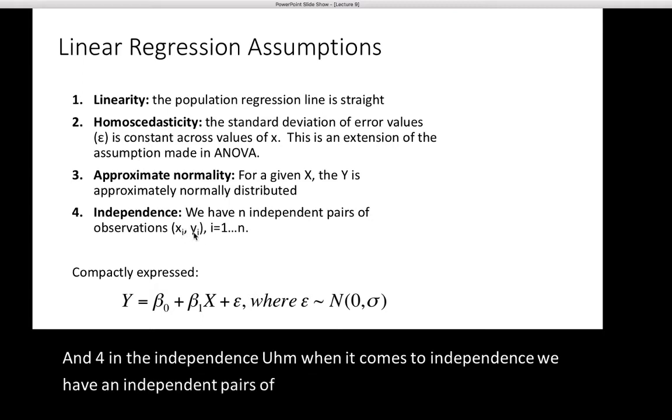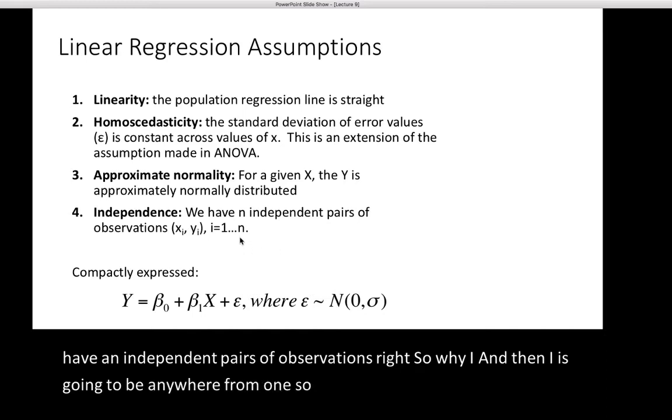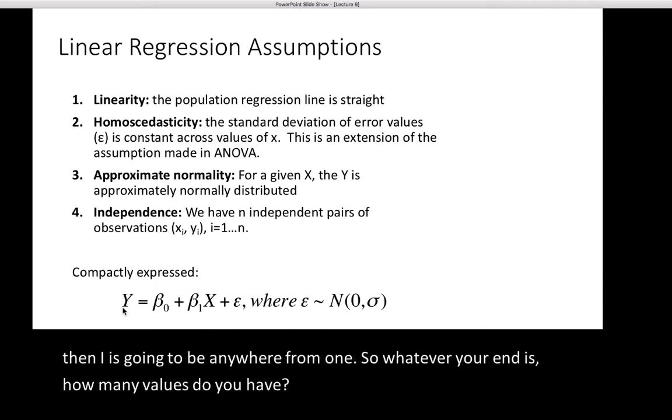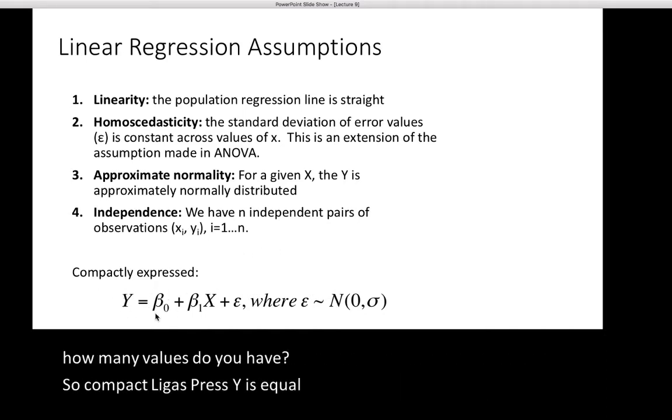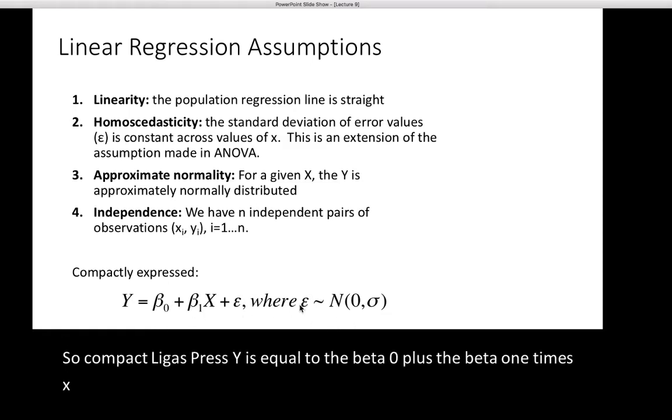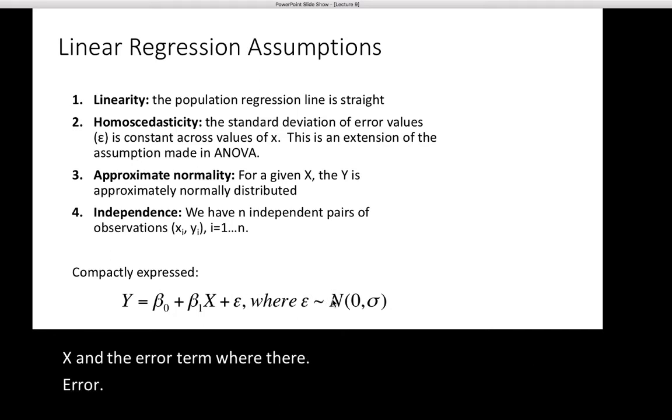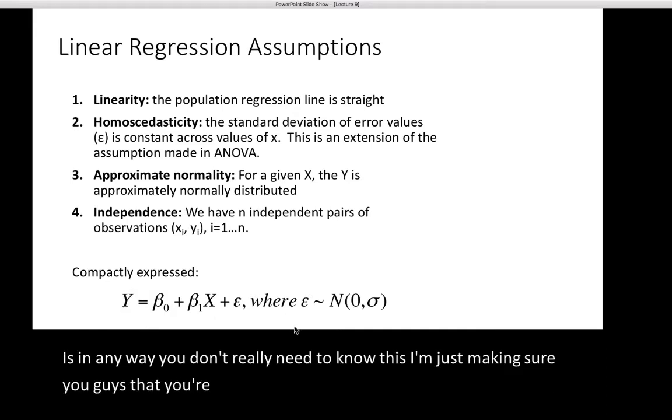So xi, yi, and then i is going to be anywhere from 1 to whatever your n is, how many values you have. So compactly expressed, y is equal to beta 0 plus beta 1 times x, plus the error term. Anyway, you don't really need to know this. I'm just making sure you know that your outcome in your regression is explained by this formula.